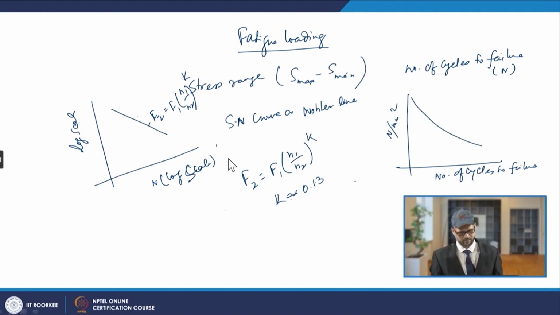Okay. So the fatigue loading you can find out. There are two loading conditions, F1 and F2. N is the number of cycles. If I want to know how much load it can sustain, we can find out by F2 equals F1 into 1 by N2 to the power K. Here K is 0.13 in general.